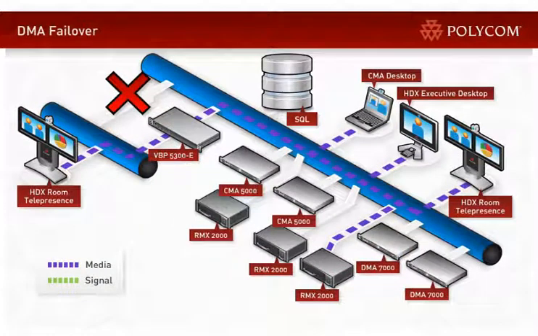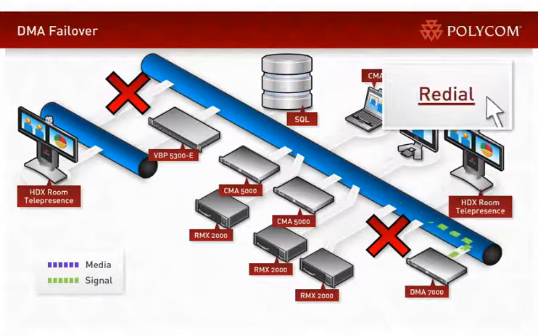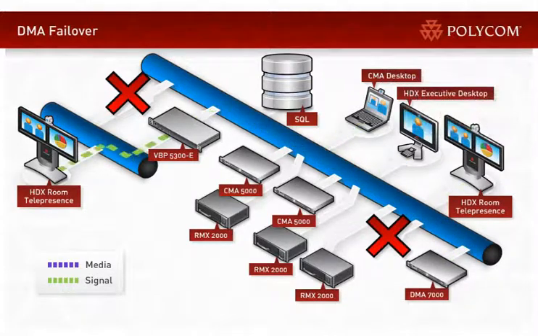Now, let's see what happens if we have another outage, this time within one of our bridge virtualization systems, the DMA, that manages routing and resource allocation for our RMX conference bridges. If the DMA goes offline, active calls are either redialed automatically to reconnect users, or users can simply redial the same number and be placed on the most appropriate MCU.